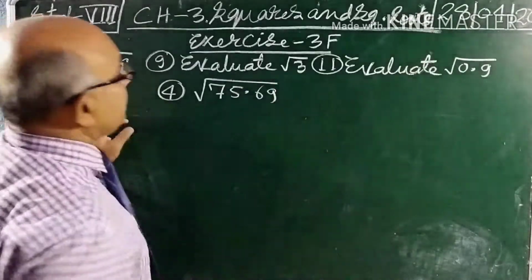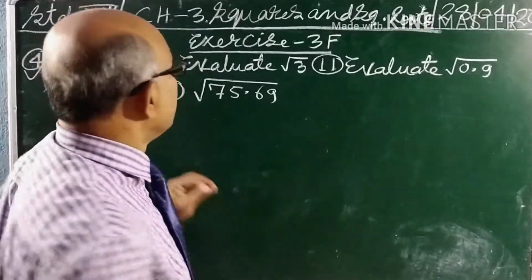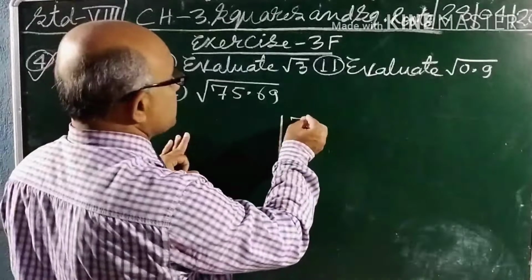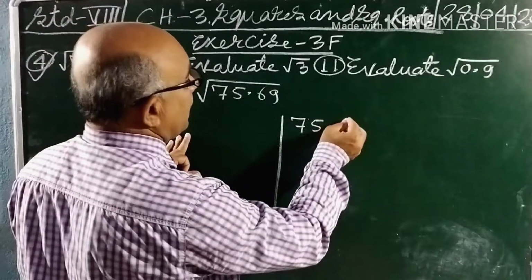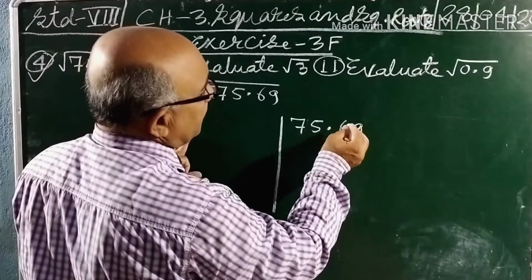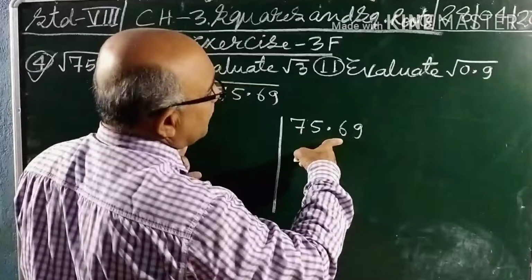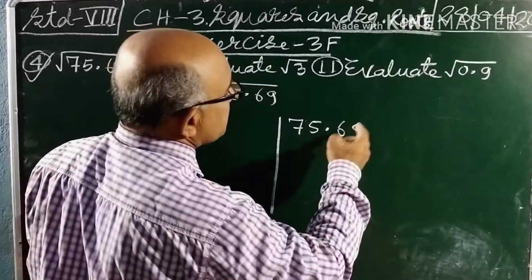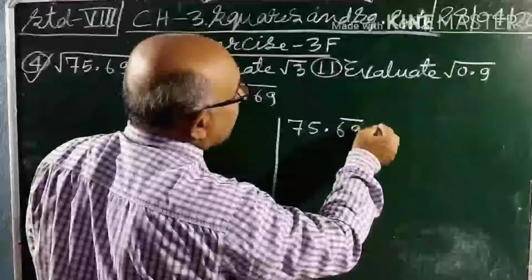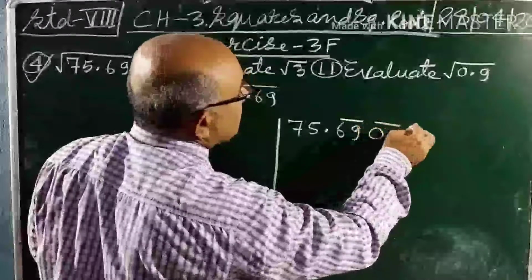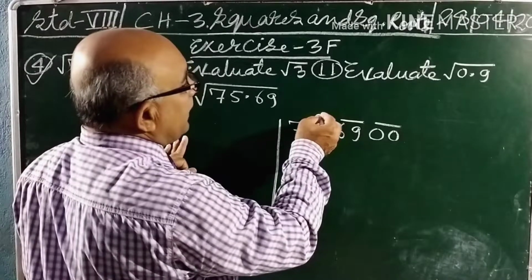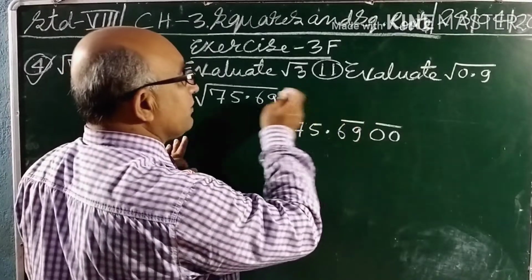75.69. 75.69 is a decimal number, so write it between two vertical lines. After the decimal, make pairs in the decimal part from left to right. And in the whole number part, make pairs from right to left.